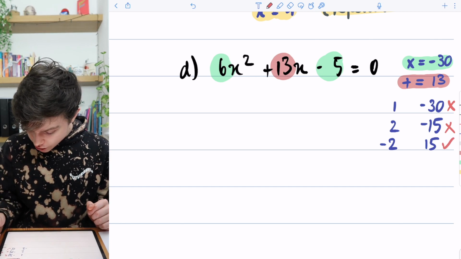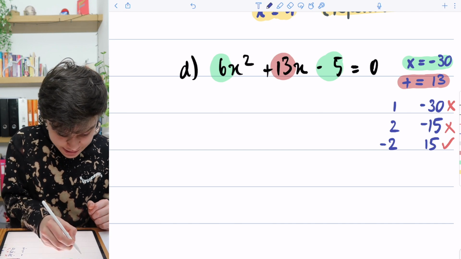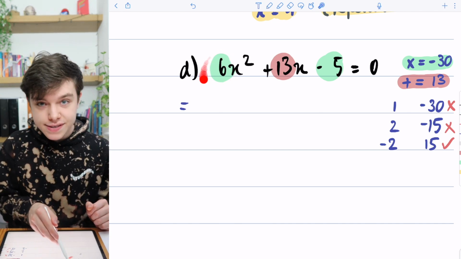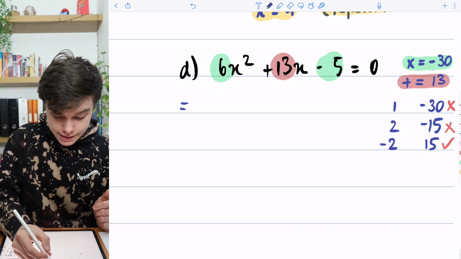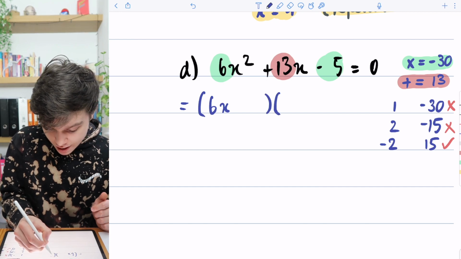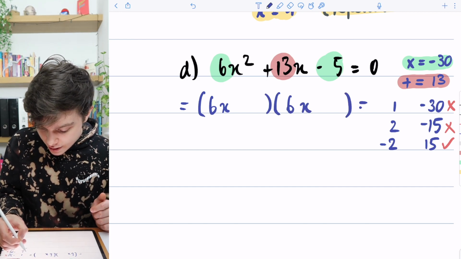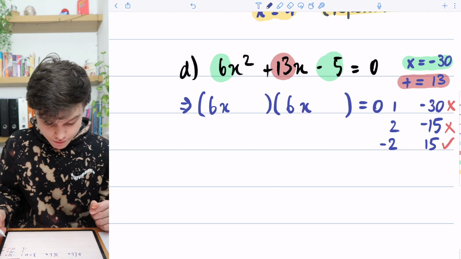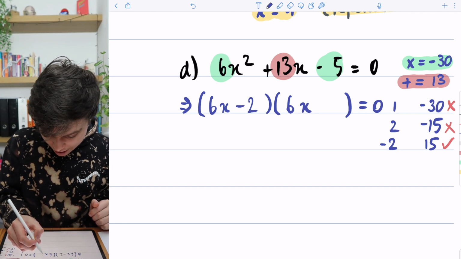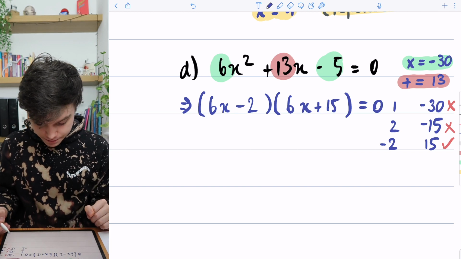Okay, so what I'm going to do now is I'm going to write that in my bracket. But what I'm going to do is I'm going to carry this 6 in both brackets. And when I mean carry, I mean write it as 6x and 6x. And that will be equal to 0. And then I'm going to put my numbers in, so we'll have minus 2 and plus 15.